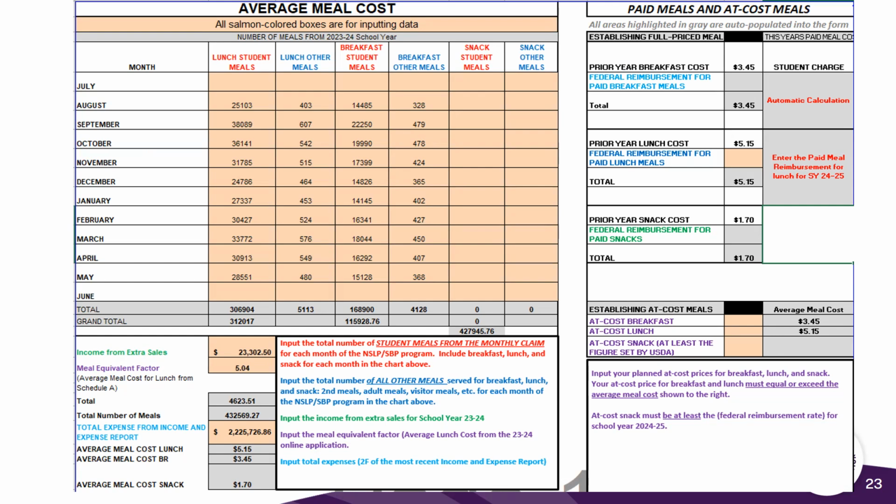As a reminder, you would not be able to complete the average meal cost tool for 24-25 entirely until you have all of your claims completed and income and expense completed for 23-24. So if you have an outstanding claim, you will not be able to complete it until that information is put into the claim.